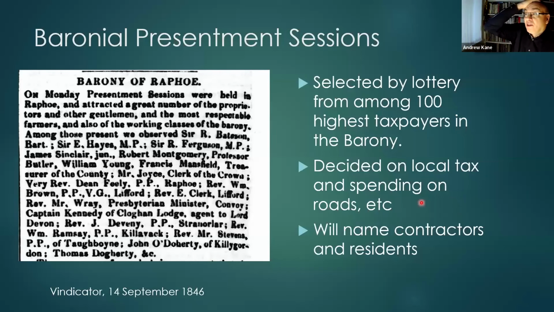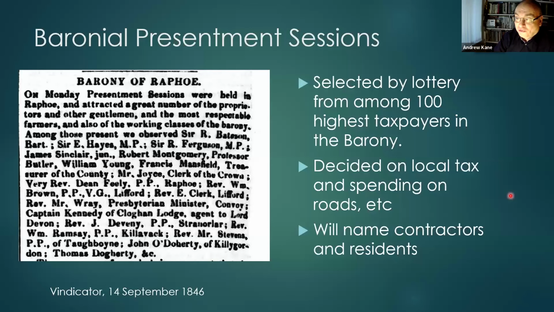Again, here is just something on baronial presentment sessions. I found this just in a quick newspaper search. The barony of Raphoe held their presentment sessions, and this is right at the beginning of the Famine in 1846. So there was clearly a lot of interest in the county providing employment to people who'd lost their livelihood through the potato blight. And you can see there's a list of the people among those present. We observed, and it lists a lot of the taxpayers who would have been at that session.